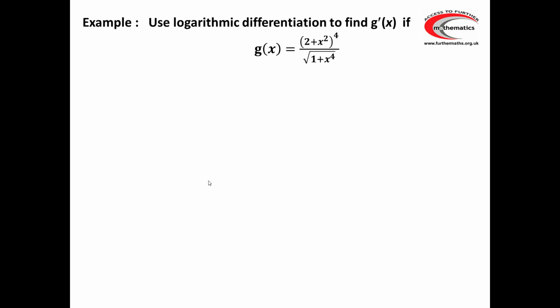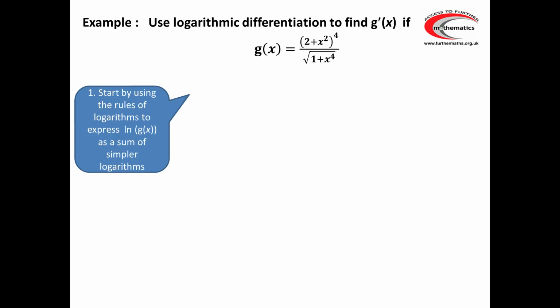So, for our first example, let us use the process of logarithmic differentiation to try and find the derivative of (2 plus x squared) to the power 4 divided by the square root of 1 plus x to the power 4. The first step is to take the logarithm of each side. So in other words, we're going to try and express ln of g of x in terms of logarithms.